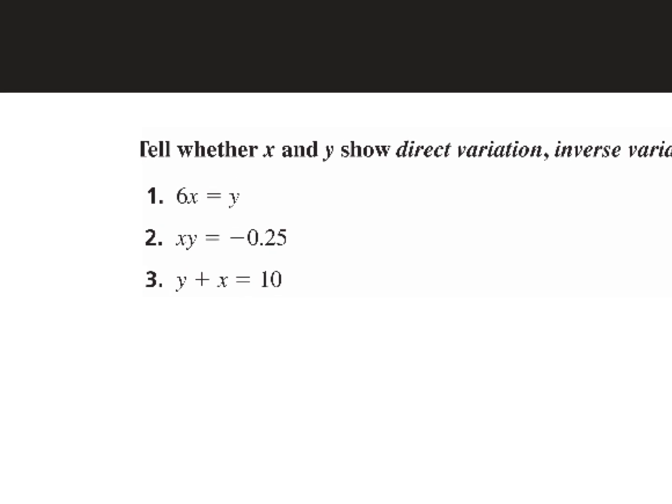Let's do a couple more. Let's look at 1. How do I solve for y? So I'm going to say 6x equals y. If I'm going to figure out direct, indirect, or inverse, or neither, solve for y. Is this already solved for y? Yes. It's just written on the opposite side. So is this direct, inverse, or neither? This is direct. What's your constant? What's your a value? 6.